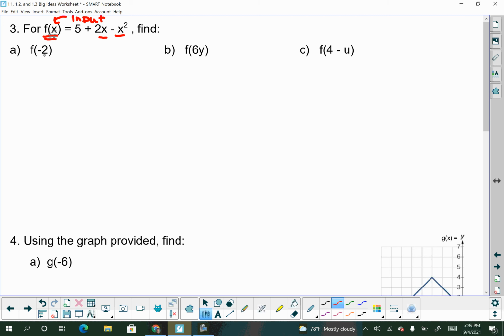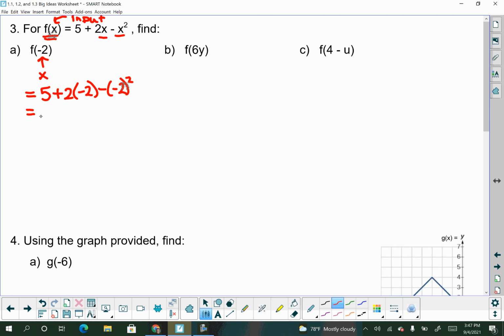So when I see f of negative 2, that's telling me x is negative 2. Notice that's the only difference between these notations here, is the x has been replaced with a negative 2. So we do that in our function. On the right side, everywhere I see an x, I'm going to take it out, and in parentheses, I'm going to put negative 2 in its place. Now you can use your calculator at this point if you want to. You can type that whole thing in exactly as you see it, or you can use your order of operations like we practiced last time.